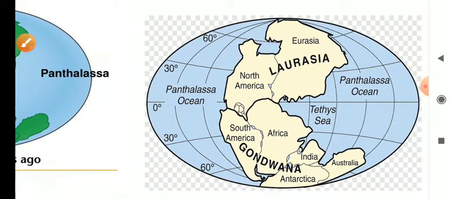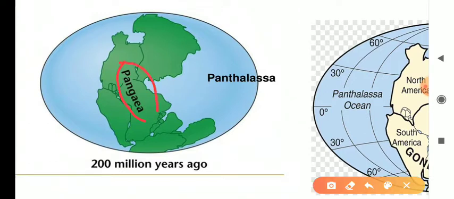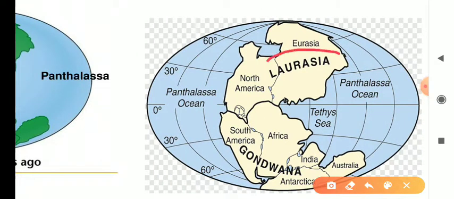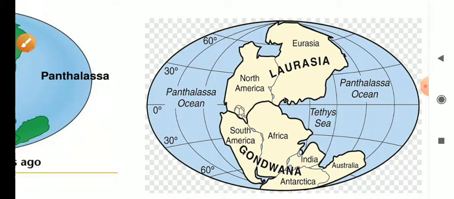Then what happened next? This Pangea started to break into 2 parts, from here. The north part is called Laurasia and the south part is called Gondwana land. Panthalassa stayed like that only. So what happened next?